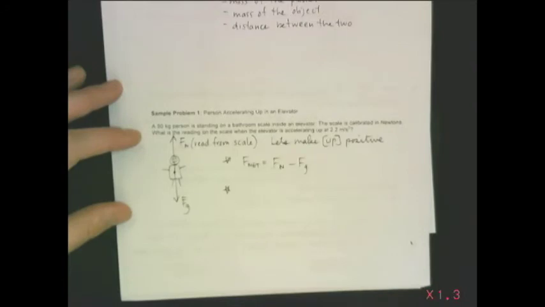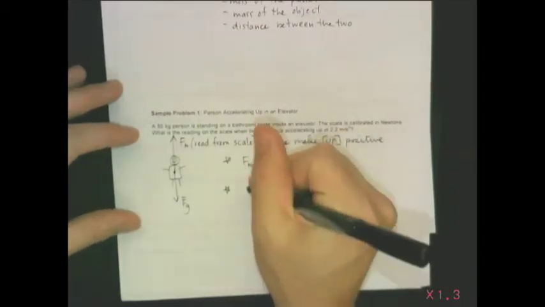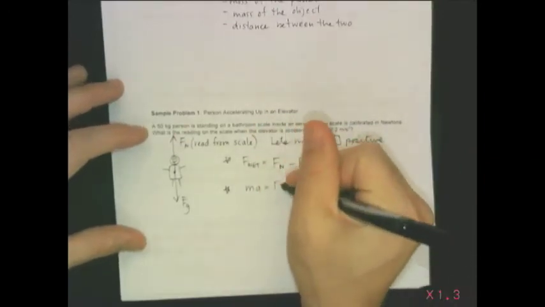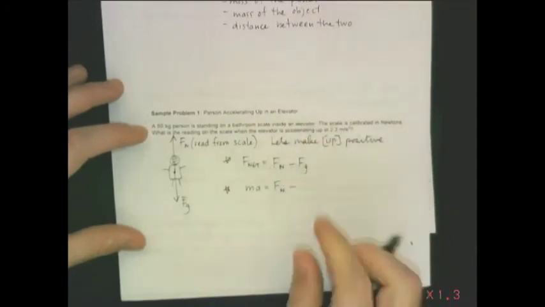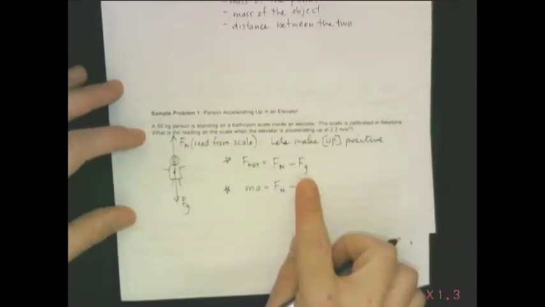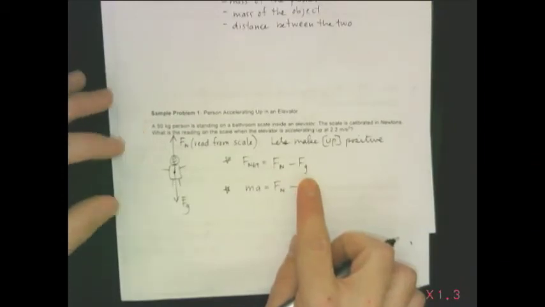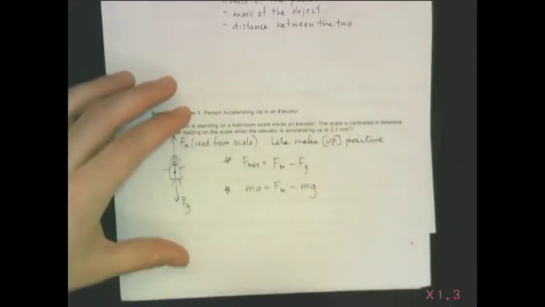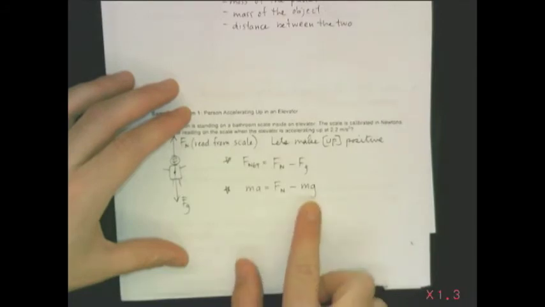Next step. What's my next step in answering this question and the second step for answering all Newton's law questions? Good. So ma is equal to the normal force minus, what can I replace gravity with? Do we have an equation for gravity? What's the equation for gravity? The force Fg equals mg.